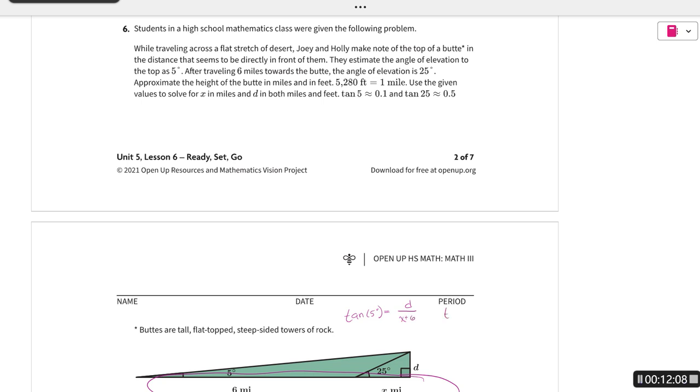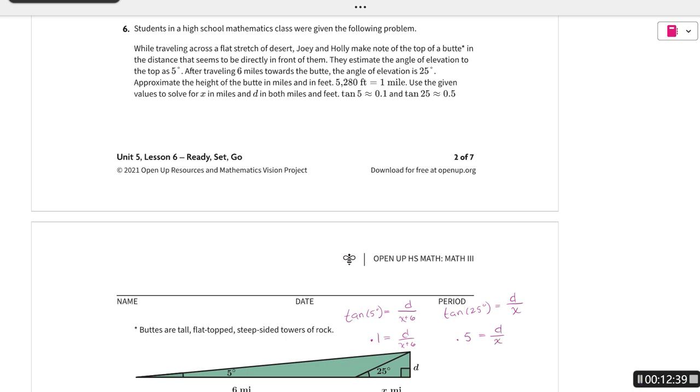We also know that if we use tan of 25, well, opposite is still d. And this time, since that's a much smaller triangle, the adjacent side is just x. So let's substitute our tan of 5 is 0.1. So 0.1 equals d over x plus 6. And here, it tells us tan of 25 is 0.5, so use 0.5 equals d over x.